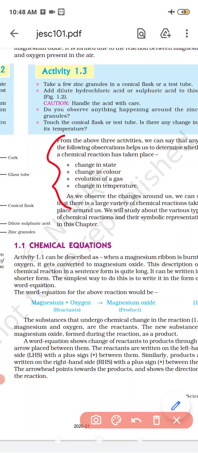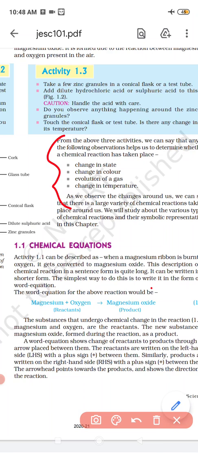Change in color: we notice change in color in activity 1.2, potassium iodide plus lead nitrate. Then you got the solution color change into yellow. Evolution of gas, activity 1.3, and changes in temperature. Some heat is also formed in many reactions. So when any chemical reaction has taken place, some changes are there. The changes are changes in state, changes in color, changes in temperature, evolution of gas.